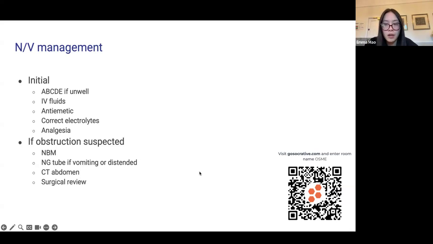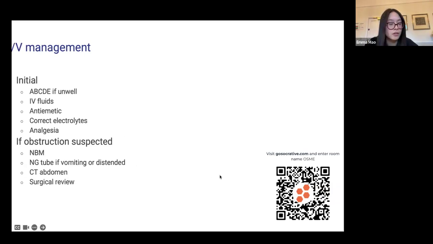And try go back onto OSME on Socrative. Next questions. Oh, yeah, you can.